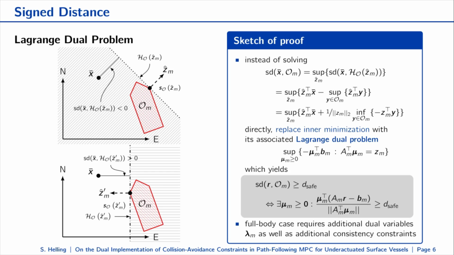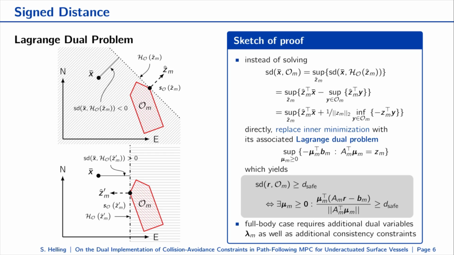This optimization problem can be reformulated by means of the Lagrange dual problem, which is more often than not easier to solve. Therefore, the definition of the support point is inserted and replaced with its dual formulation, where a dual variable mu is introduced. Finally, this dual variable is included as part of the path-following model predictive control problem, along with the inequality constraint in the gray box, which expresses the dual reformulation.